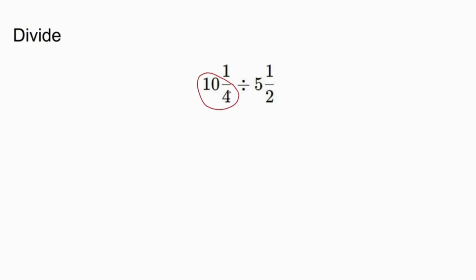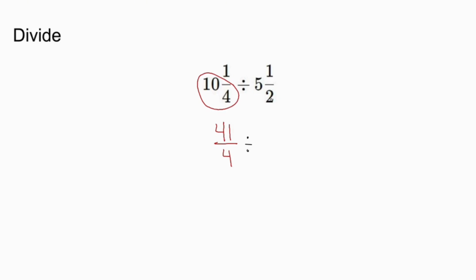10 times 4 is 40. Now add that 40 to the numerator. 40 plus 1 is 41, and keep the old denominator of 4 just like the way it is. Drop down that division symbol and do the same exact thing with 5 1/2.